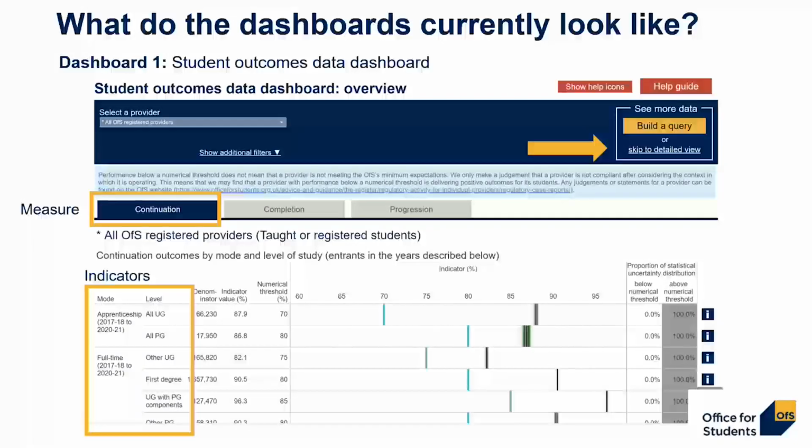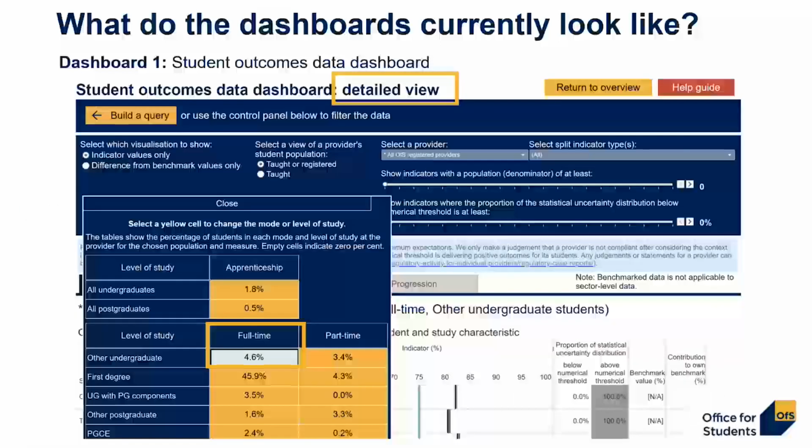Again, you can see the measure tabs along the top of the dashboard, and you can see the indicators on the left-hand side. To see the split indicators, we need to go into the detailed view. Here in the detailed view, you can see the split indicators that can be selected. For illustration purposes, I'm going to select full-time other undergraduate students.